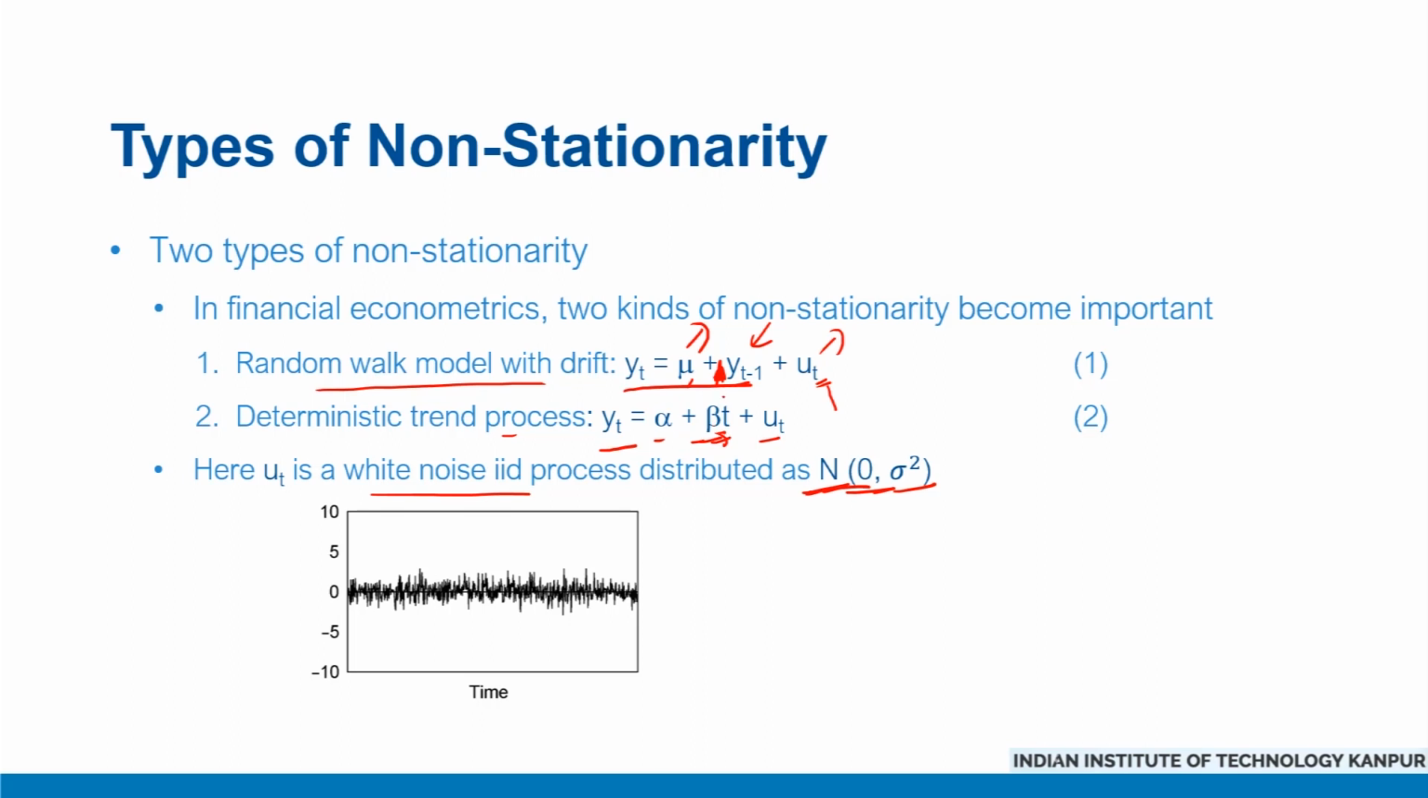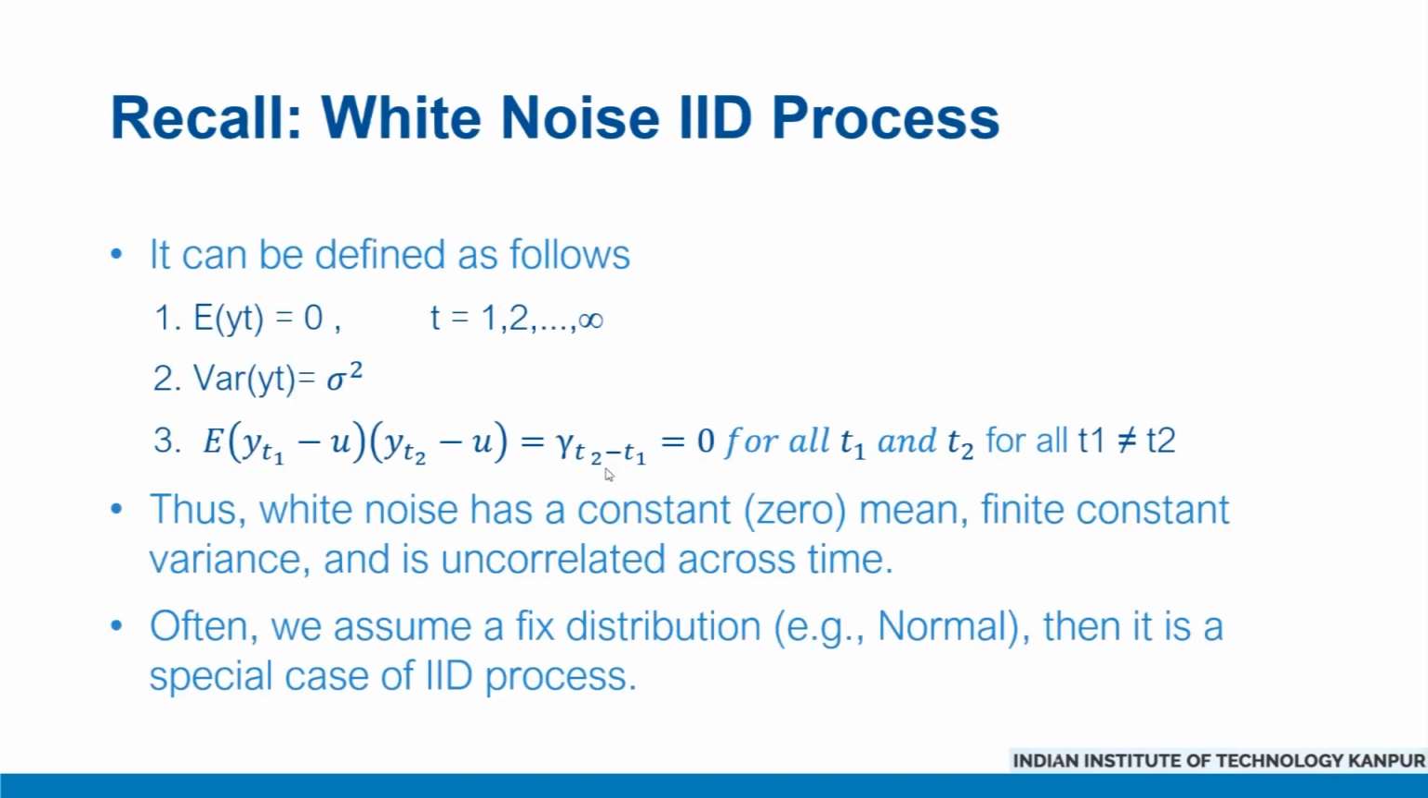So if you recall, in weak stationarity we assumed a constant mean of the process, variance and autocorrelation structure. Because of this time trend, those terms are changing with time, and therefore this is a deterministic trend process with a non-stationarity component. Now, how to deal with these non-stationarities we'll discuss in subsequent videos, but one important concept we'll again recap: the white noise IID process.